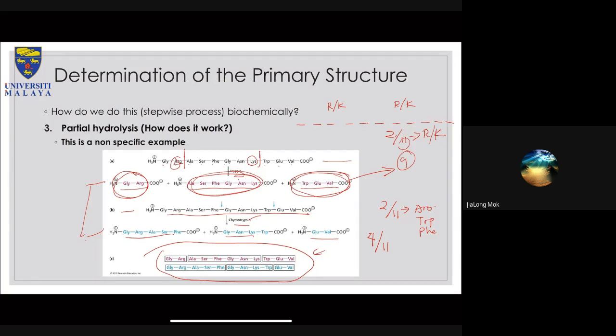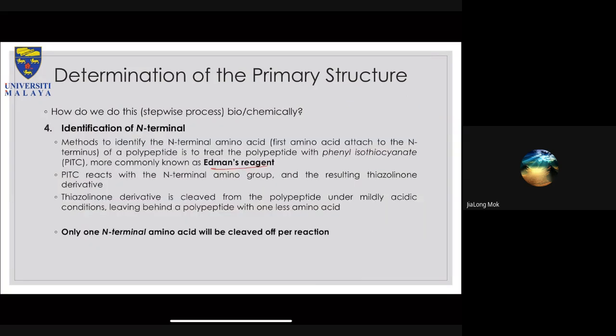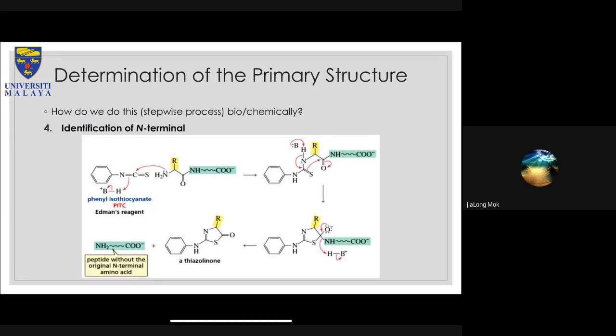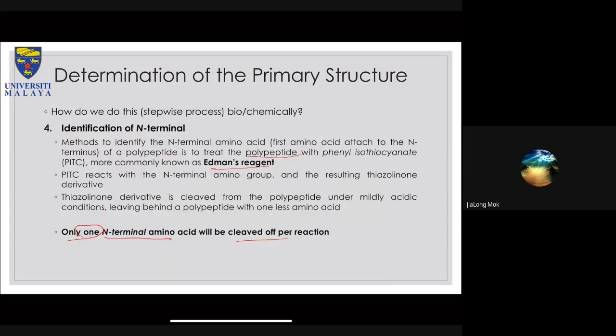So the most important thing is Edman degradation. It's one of the ways by which one amino acid at the N terminal will be cleaved off per reaction. This is the widely used technique even nowadays, and this is what we call amino acid analysis. In the previous few slides I mentioned I'll talk about amino acid analysis soon. So this is it. Basically what it does is you have your polypeptide, you treat it with phenyl isothiocyanate, or PITC, also known as Edman reagent.